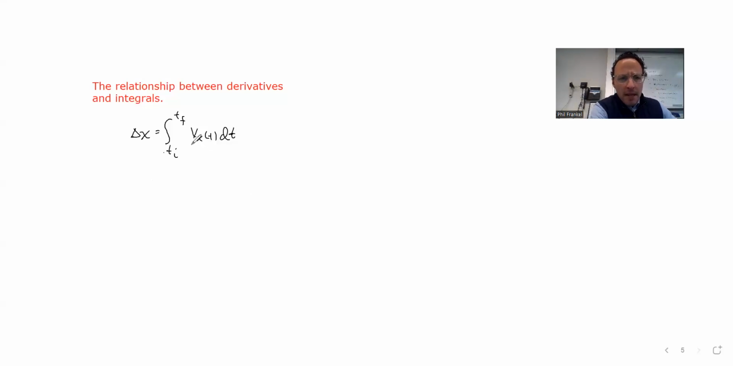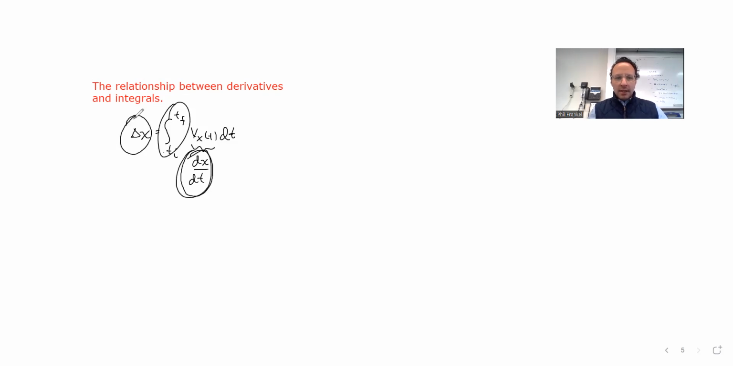Okay, but the function we're integrating here, right? The velocity function is just the derivative of the position function. So when we integrate the derivative of a function, we get back a change in the function itself. Integrating the derivative of a function gives us a change in the function itself. I'm going to write that down very generically.